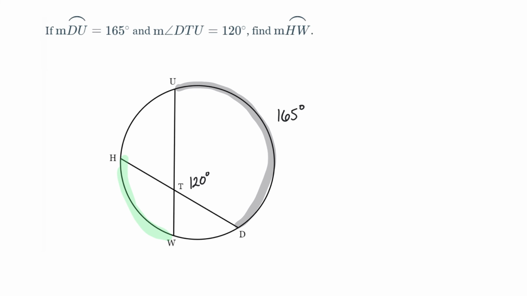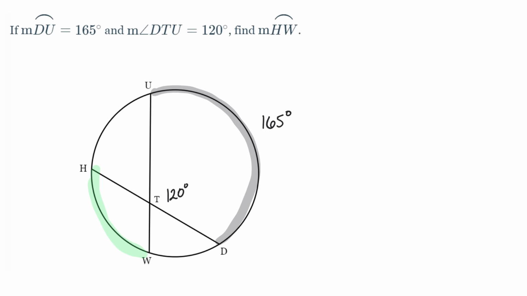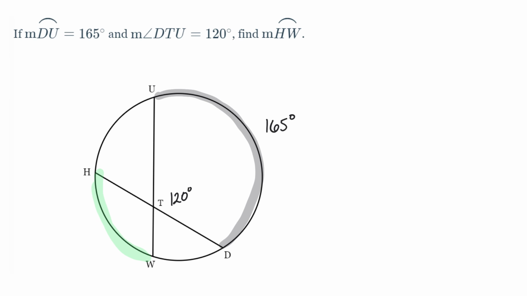So we still use the same formula. And remember, the formula essentially is that central angle. It's not a central angle because it's not on the center, but that middle angle is equal to the average of the other two. That would be 165 plus HW, let's just call it X for now, divided by 2.